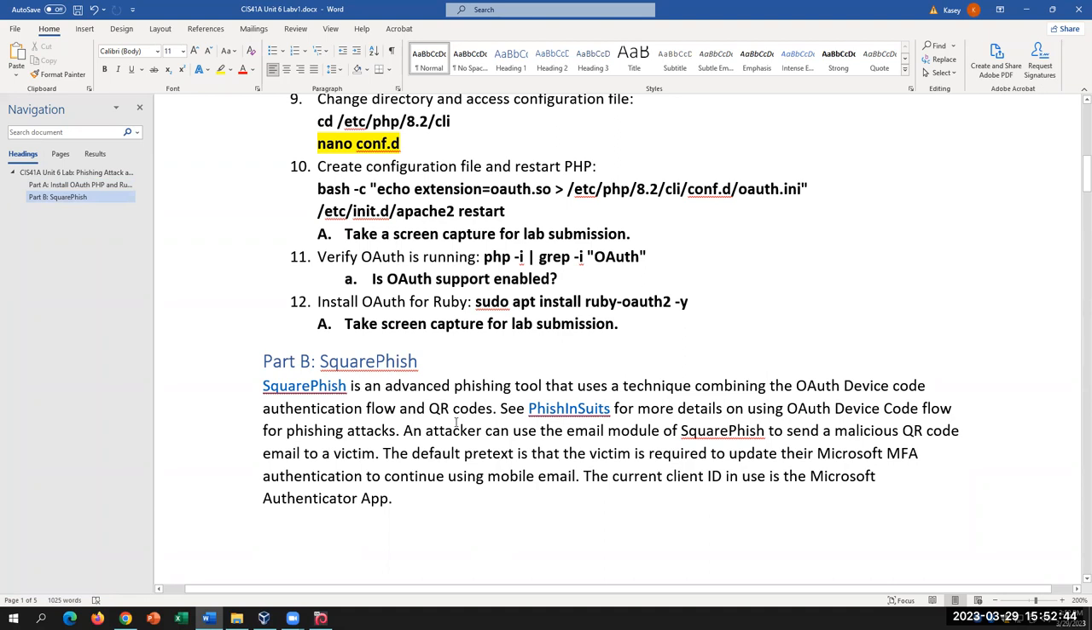There's some link about phishing suites, and there are other options you can use. It's very similar to some of the other tools, but this one uses OAuth device code for a phishing attack. The attacker uses the email module, which is a Python file in Squarephish, to send a malicious QR code to the victim.